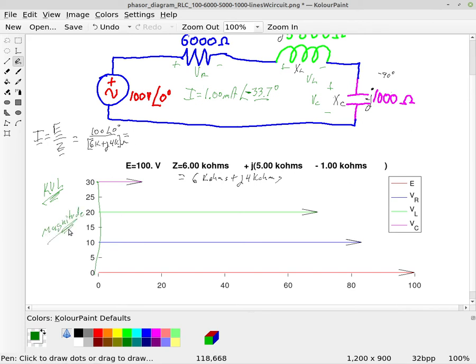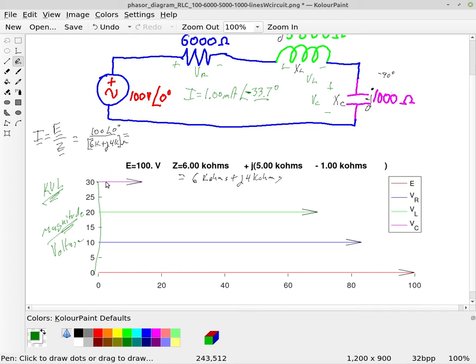I've got the magnitude of the voltages. Okay, so that's what we're looking at, but I don't have a phase angle here. So I just drew the magnitudes of these, and they're to scale, but let's figure out exactly what that is.